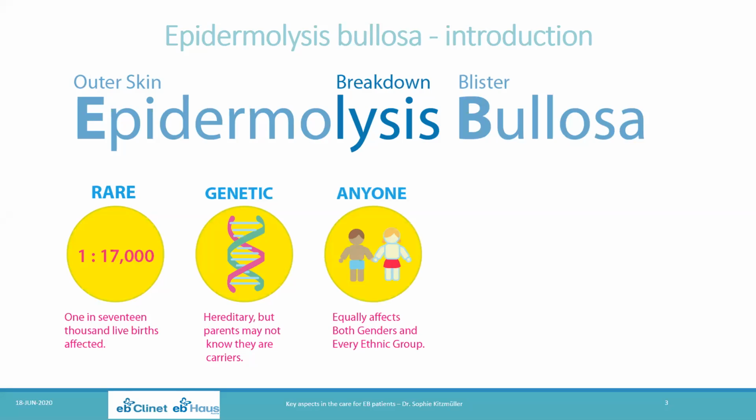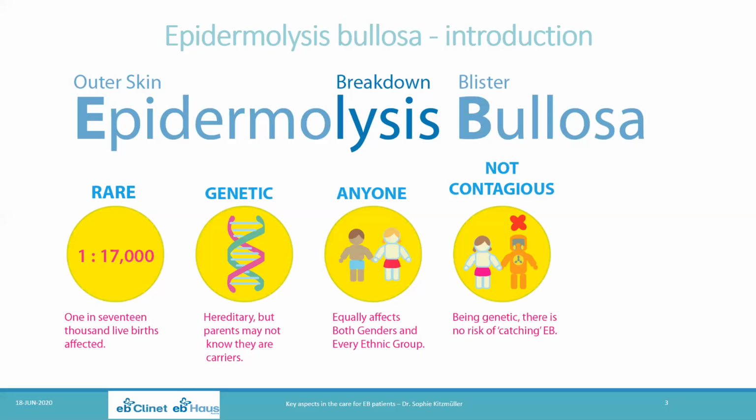It can affect everyone. There is no bias towards gender or towards ethnic groups. So it is equally distributed throughout all populations. And as with every genetic disease, it is not contagious. Something we often have to make the population aware of is that any genetic disease can only be transmitted hereditarily, but not by simple touch or any virus that can be transmitted via sneezing or something.